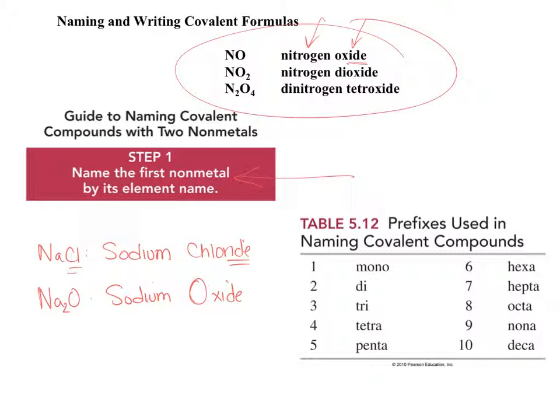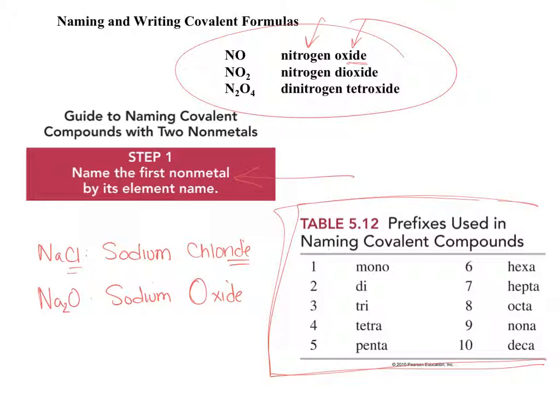Name the first element as it is on the periodic table. Name the second element and give it an IDE ending. Now, here's where there's an additional step if it's covalent, and that is you use these prefixes. So keep these handy. You can have access to them, obviously.